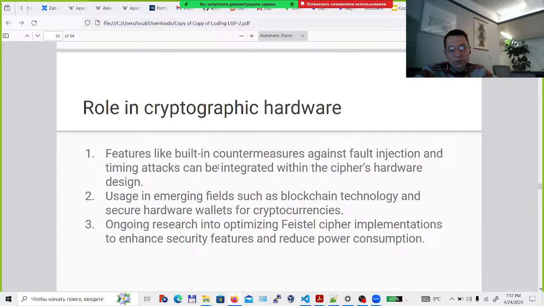So we have applications in the blockchain technology, secure hardware wallets for cryptocurrencies. All of them are using block ciphers. Ongoing research into optimizing functional cipher implementations to enhance security features and reduce power consumption.